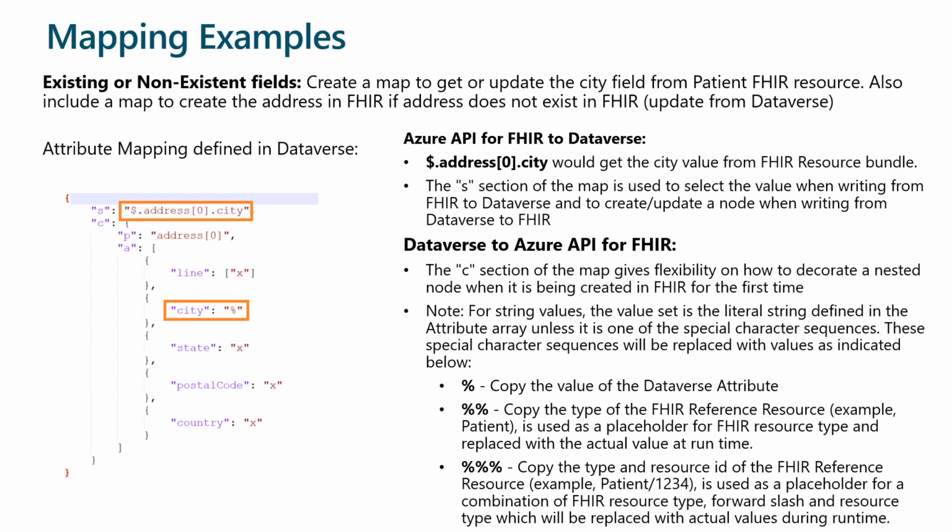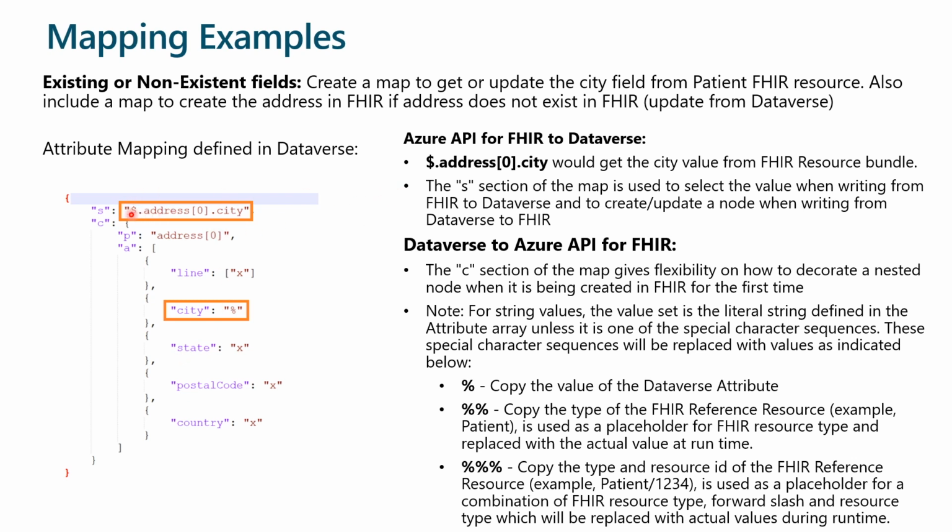Mapping example for existing or non-existing fields. The following example would get or update the city field of address if it exists. If this was an update from Dataverse and address 0 didn't exist in FHIR, it would create an address parent and set the city value from Dataverse. It would also create placeholders or default values for other attributes from Dataverse that might be missing in FHIR.